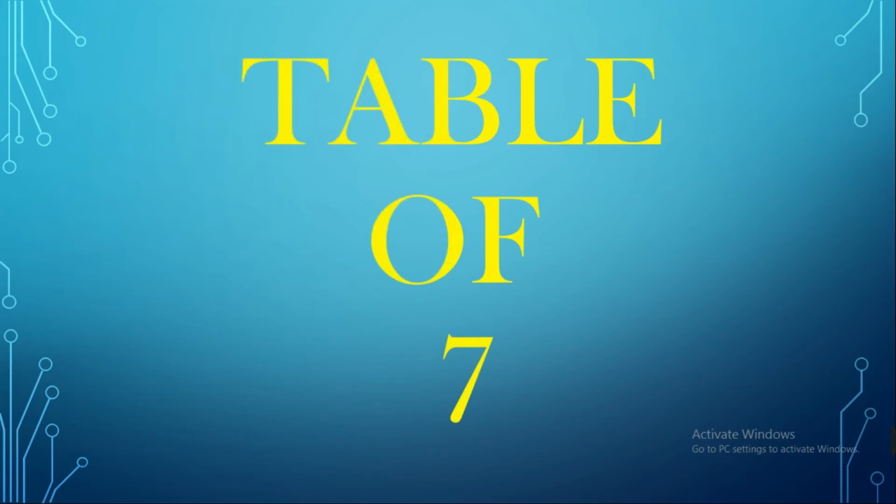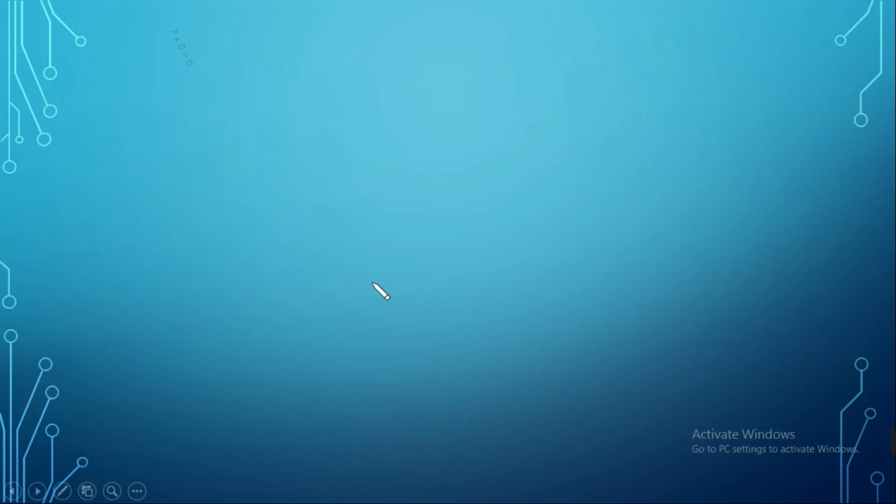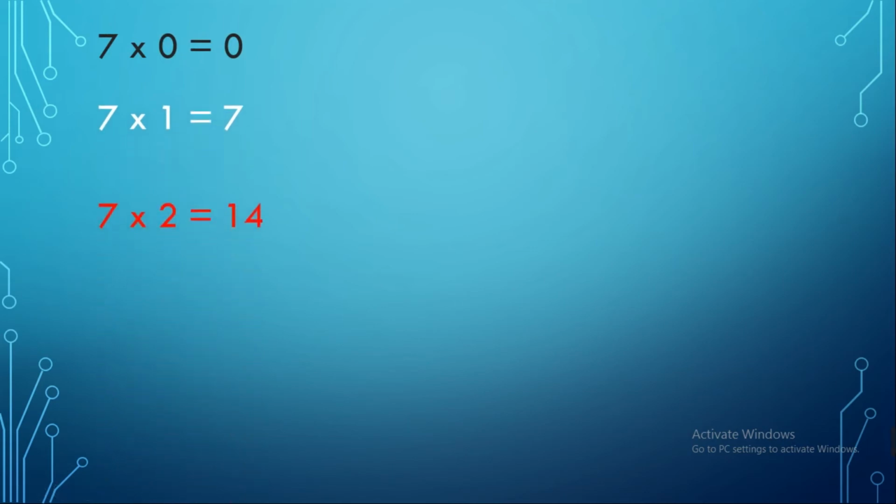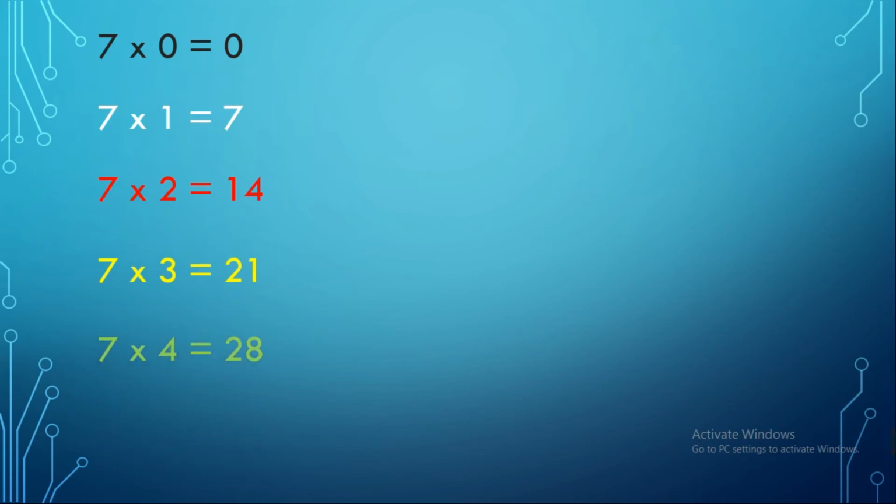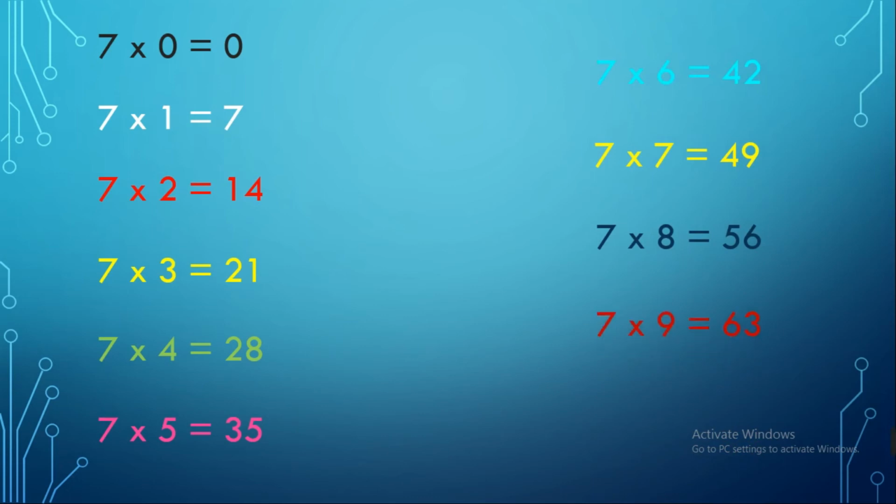Table of 7. 7 zeros are 0. 7 ones are 7. 7 twos are 14. 7 threes are 21. 7 fours are 28. 7 fives are 35. 7 sixes are 42. 7 sevens are 49. 7 eights are 56. 7 nines are 63. 7 tens are 70.